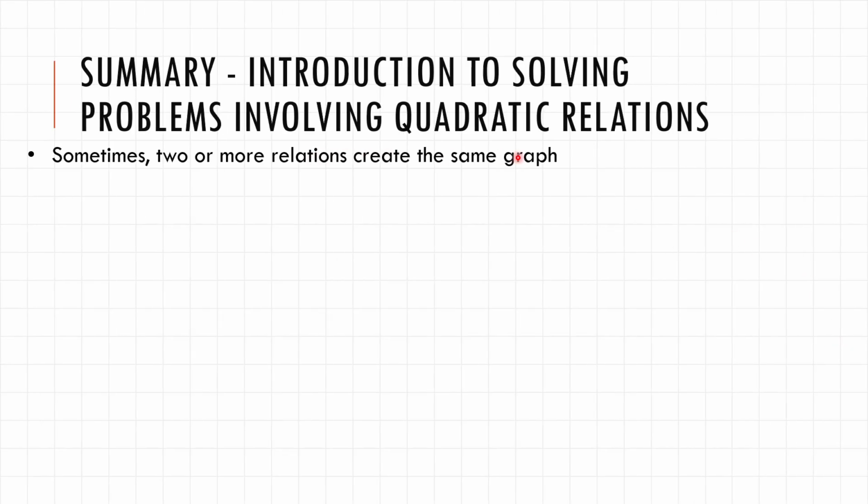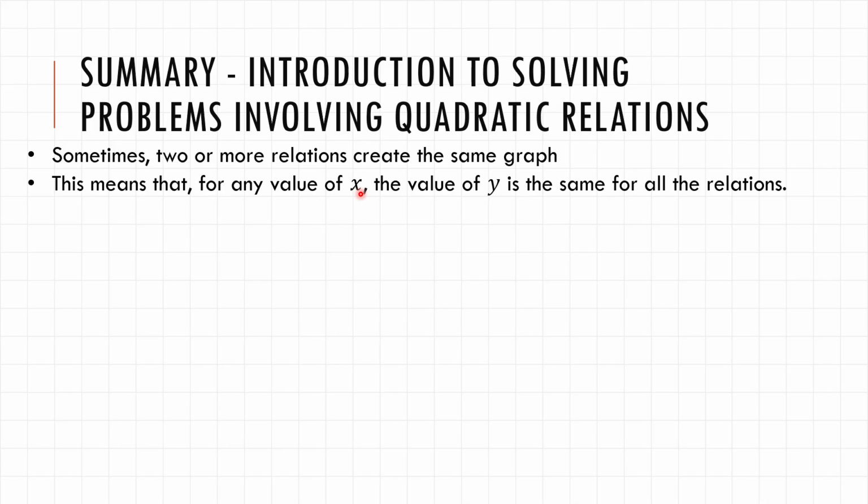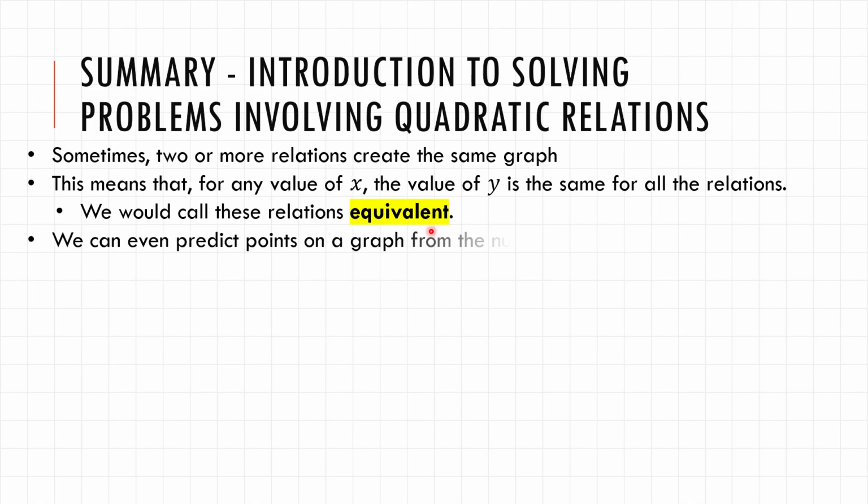Sometimes two or more relations can actually create the same graph. And what that means is for any value of x, the value of y is the exact same for all of those different relations. We would call these equivalent relations because they create the same exact graph. Using the equation, we can actually even predict the points that will show up on the graph without plugging in anything for x, just by looking at some of the numbers that appear in that equation and understanding what they mean.